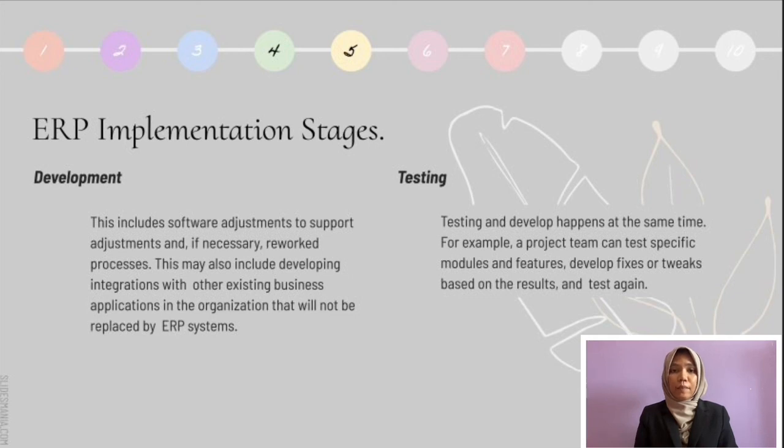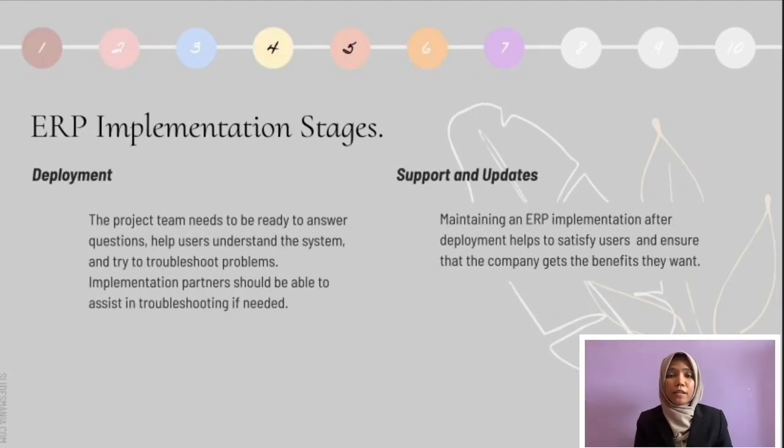Testing and development happen at the same time. For example, a project team can test specific modules and features, develop, fix, or tweak based on the results, and test again. Next is the deployment. The project team needs to be ready, answer questions, help users understand the system, and try to troubleshoot problems.